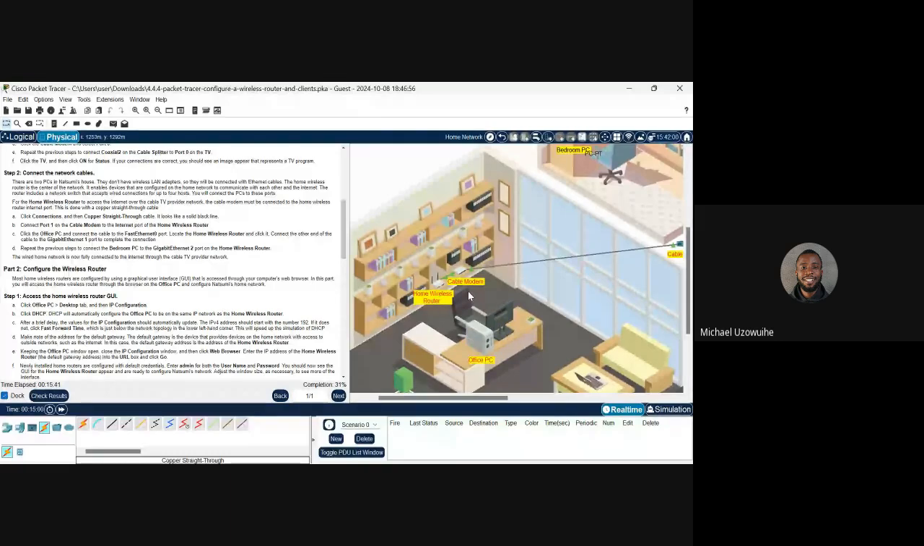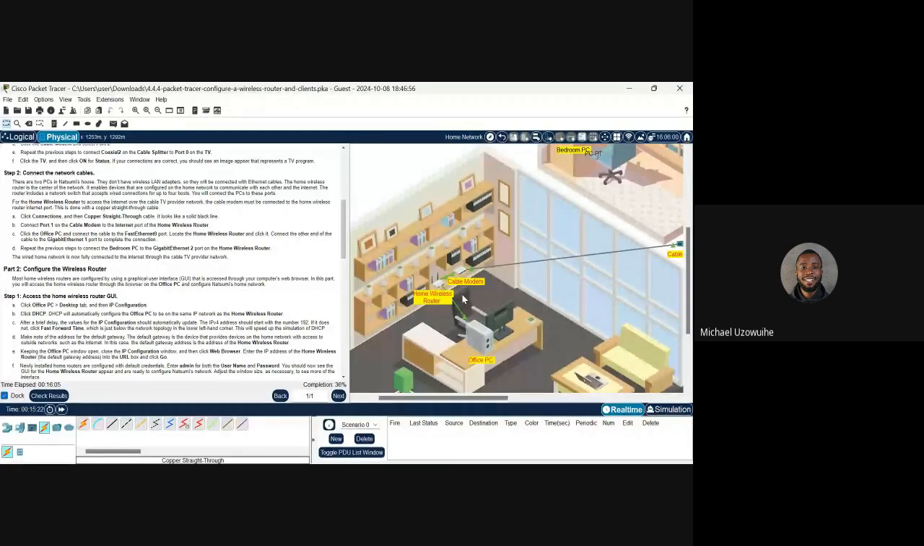Click the Office PC and connect the cable to the fast internet. We will use the same cable. Where is the Office PC? This one. We click fast internet and connect it to the router gigabit, that's the LAN port 1 I'm talking about. Look at it. You have connected it.